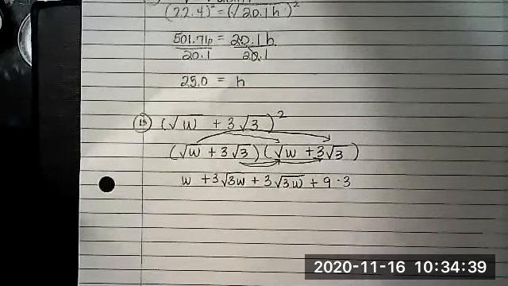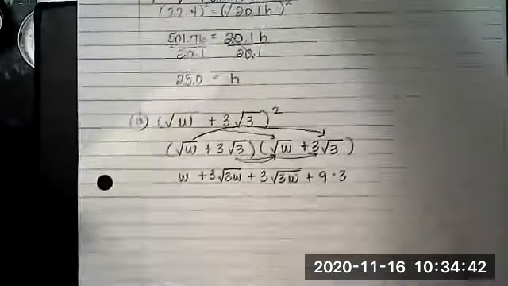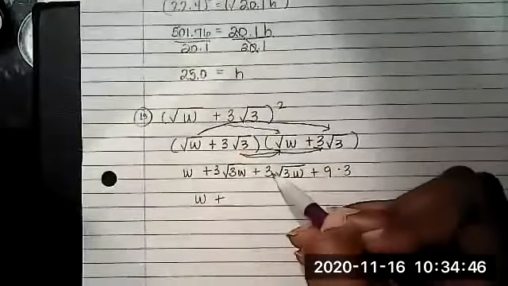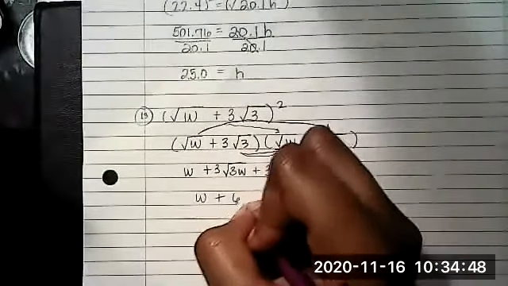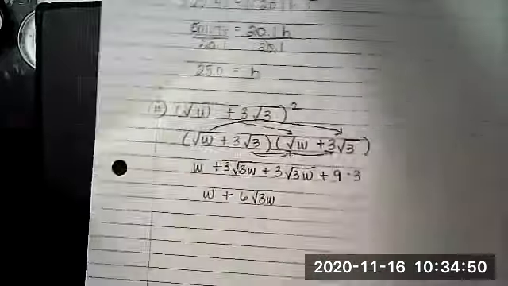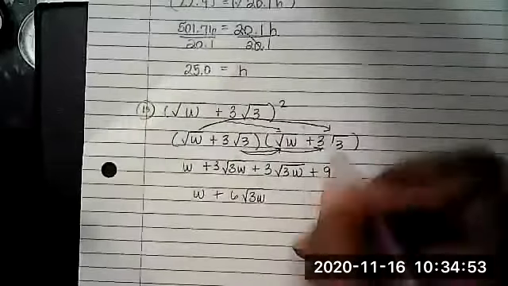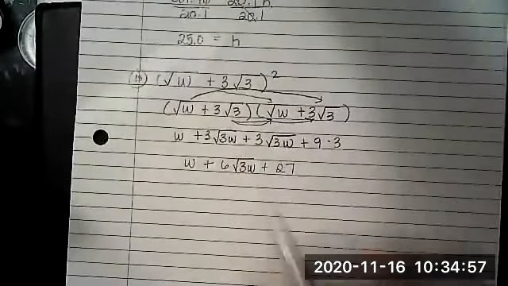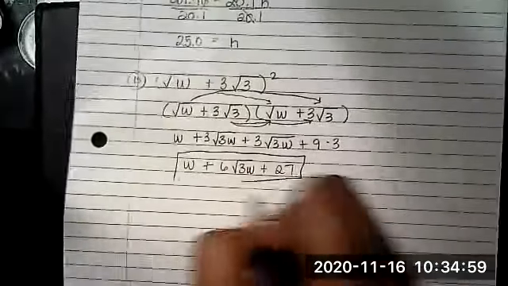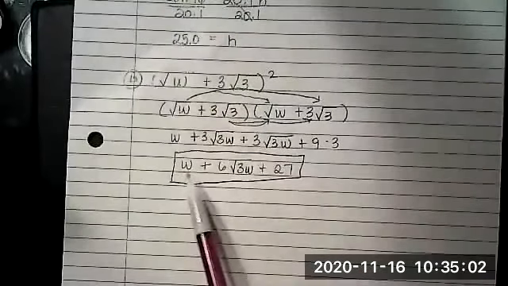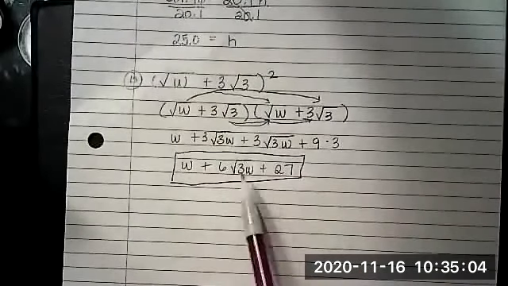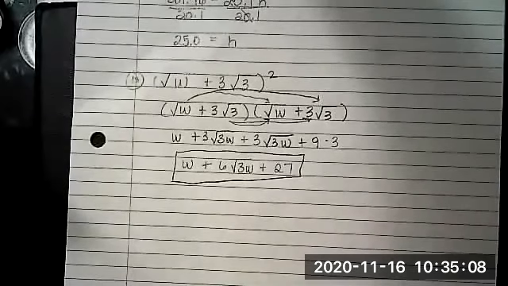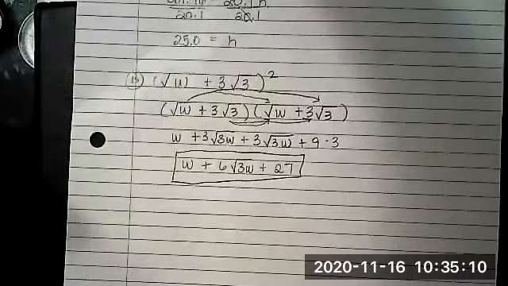So I have to multiply it by whatever's outside. So now, if I combine my terms, this becomes W plus 3 plus 3 is 6, and then the square root of 3W. Okay, and then 9 times 3 becomes what? 27. Right? So that is your answer there. You cannot combine unlike terms when adding and subtracting. So here, these two are unlike, and those two are unlike. So you just leave it like this for the first part of number 13.